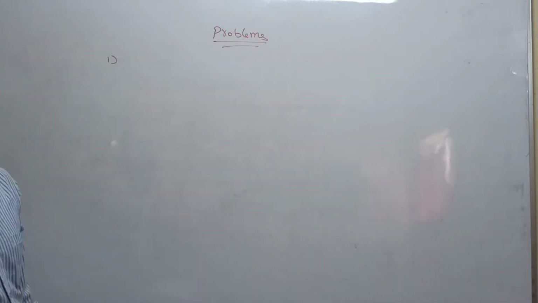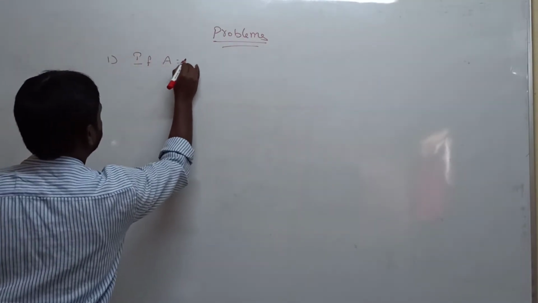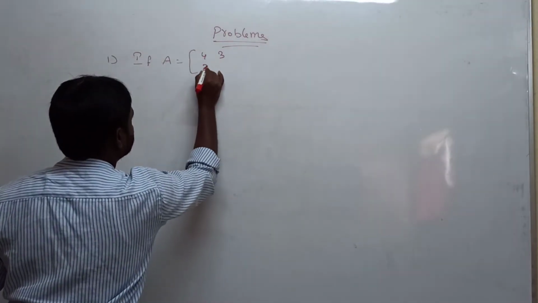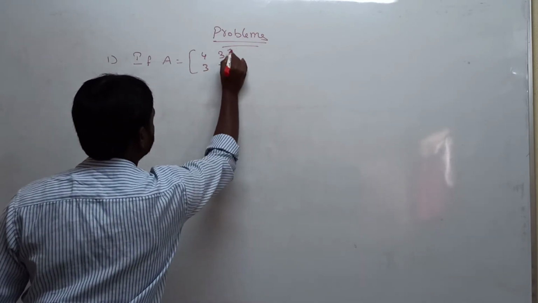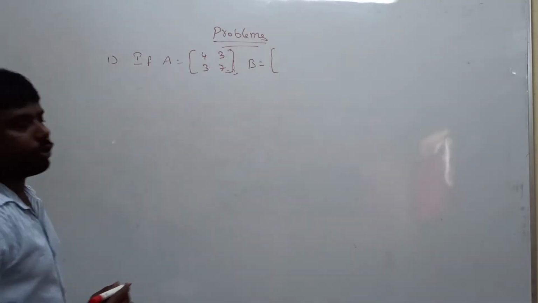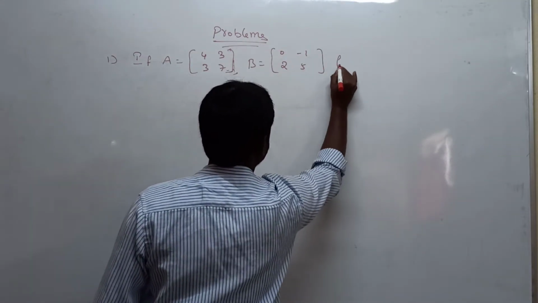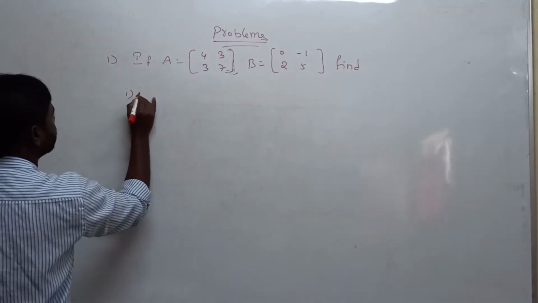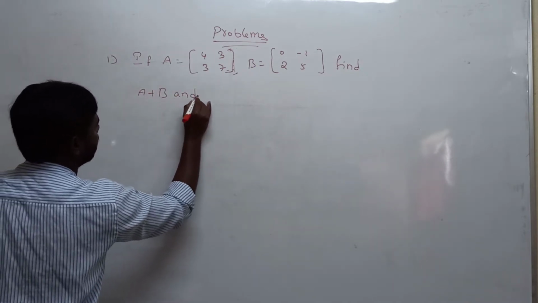First one is: if A is equal to [4 3; 3 7] and B is equal to [0 -1; 2 5], find A plus B and B minus A.